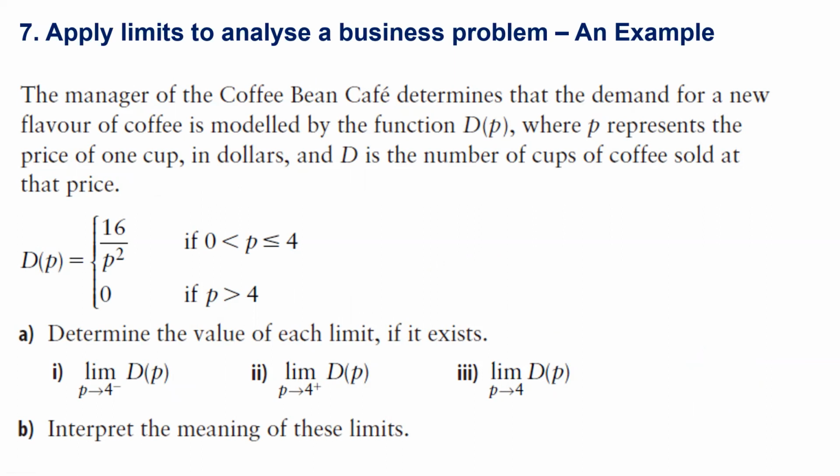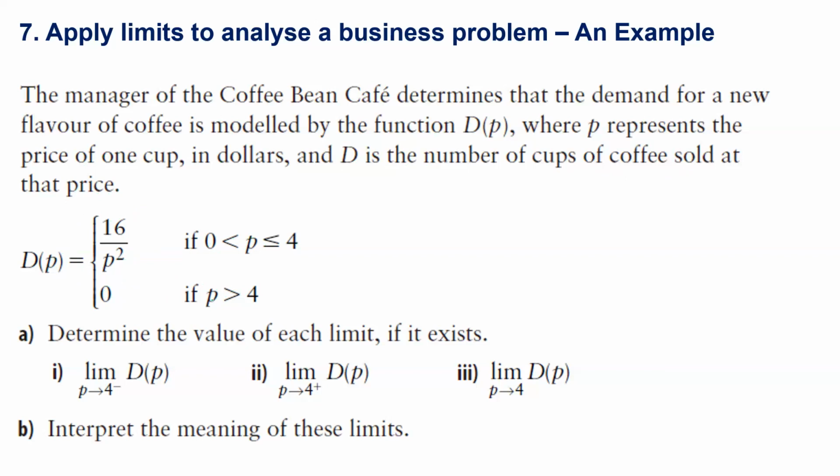The manager of a coffee bean cafe determines that the demand for a new flavor of coffee is modeled by the function D(p), where p represents the price of one cup in dollars, and D is the number of cups of coffee sold at that price. D(p) is given by this expression. When p is greater than 0 and less than or equal to 4, D(p) equals 16 over p squared. If p is more than 4, then D(p) equals 0.